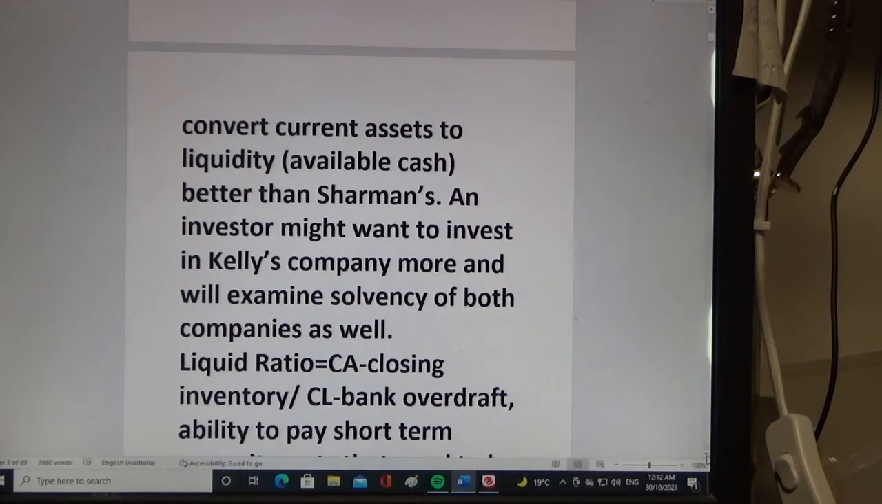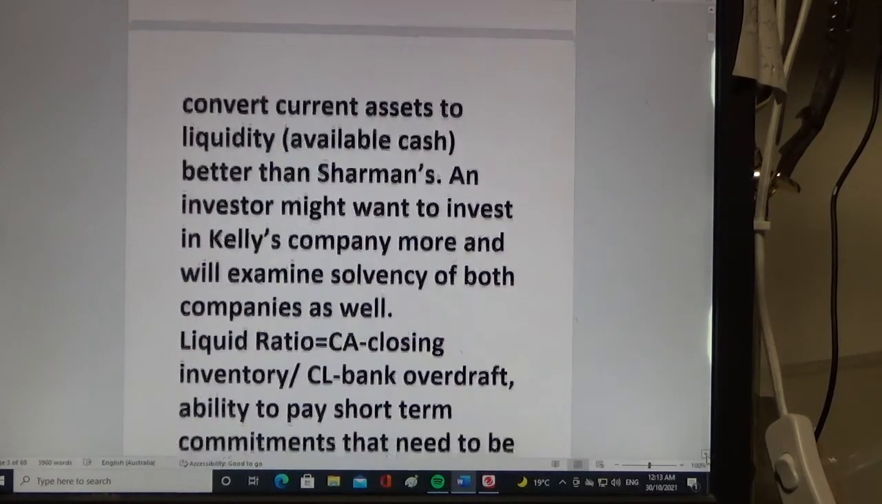and I've done this a lot because if these figures are too distorted and there's too much of a disparity between the figures, a comparison might not be realistic for some of these ratios. An investor might want to invest in Kelly's company more and will examine solvency of both companies as well. So based on that working capital ratio, that's obviously favourable for Kelly's.